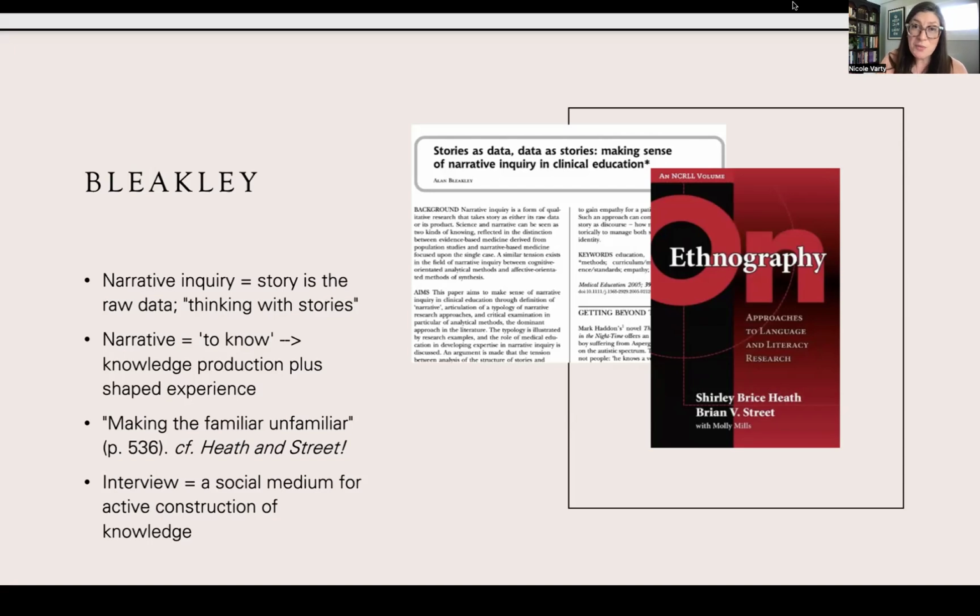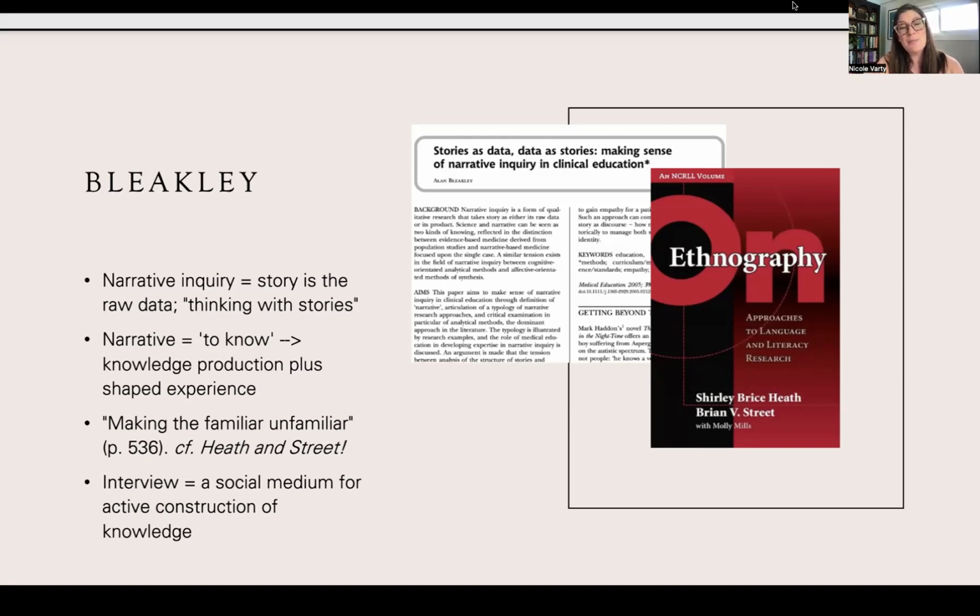Narrative, of course, comes from the root word meaning to know. So Bleakley highlights how narrative inquiry is getting at knowledge production and even shaping of experiences. So this also is like a cross-reference for us with Charon and the connections and the recursive nature of attention, representation, and affiliation. So maybe that attention representation part of the triad that gets at the knowledge production, but the affiliation is where we start to shape and co-create experiences with the participants.